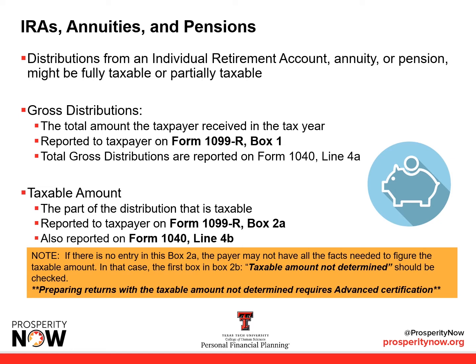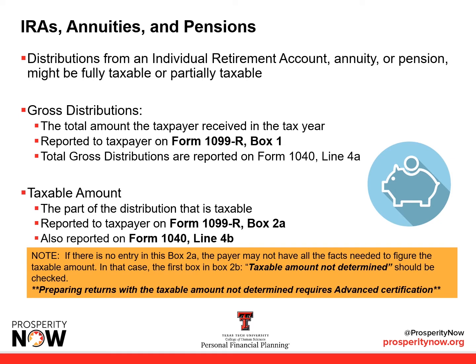Next, you want to take the part of the amount that is taxable. This is the taxable amount. That is reported to the taxpayer on Form 1099-R, Box 2A. This in turn is also reported on the Form 1040, line 4B.